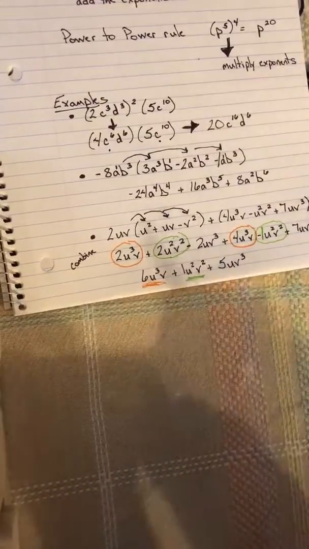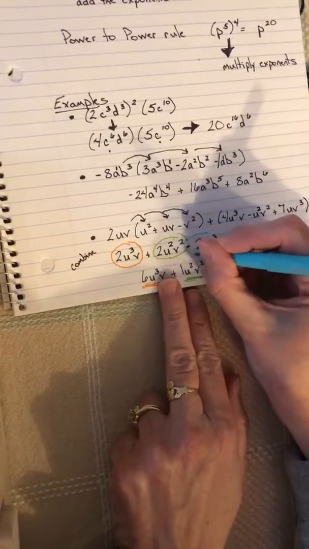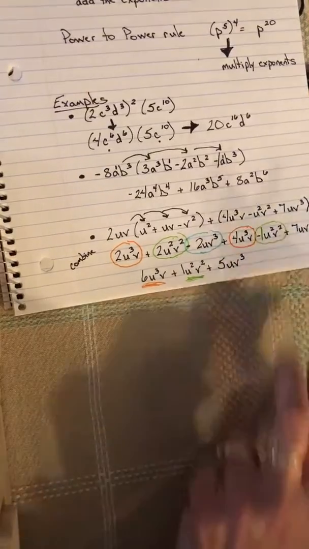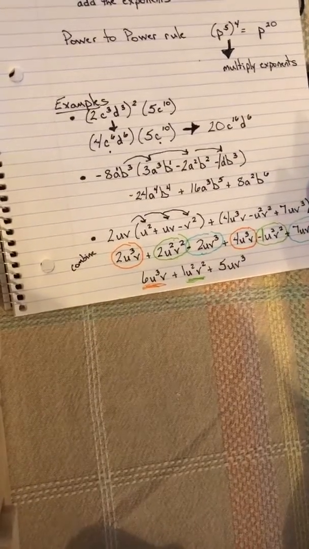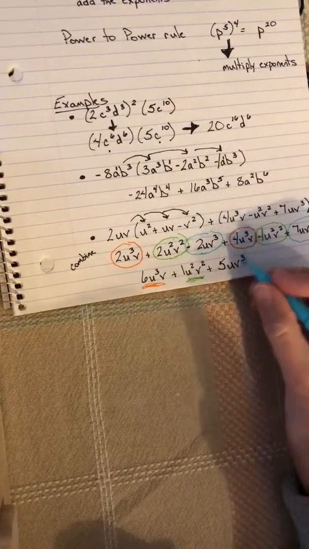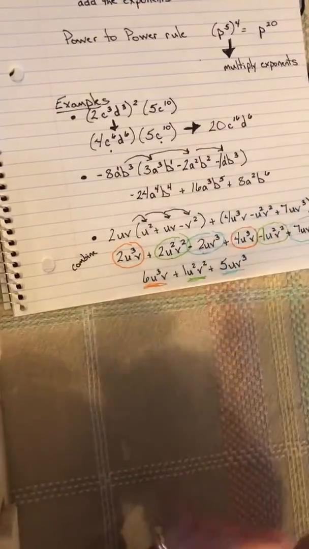Now let's do our third term. I have a negative 2uv to the third, and when I add it to a positive 7uv to the third, a negative 2 and a positive 7 will give us 5uv to the third.